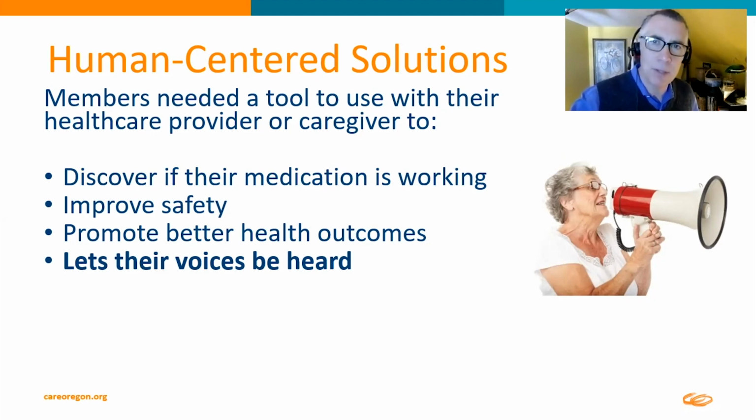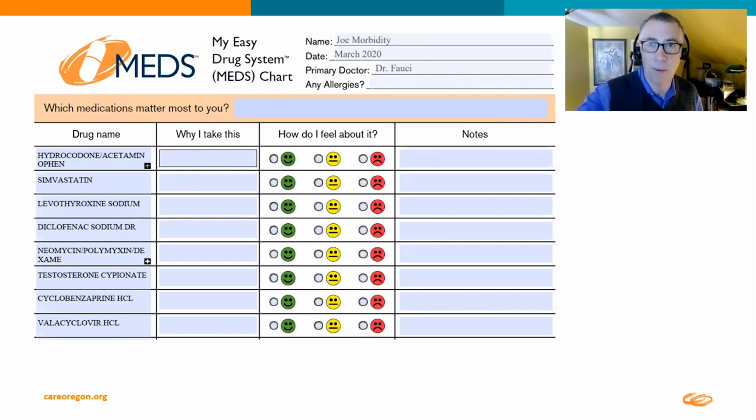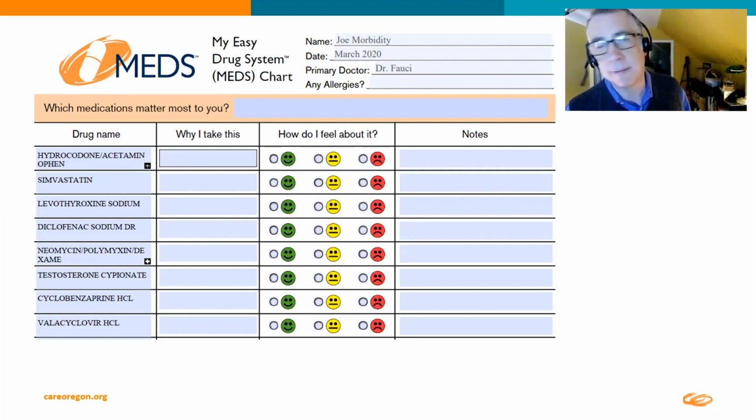So a couple solutions that we've worked on. One of them you may have heard before in CareOregon is called the meds chart. So take a look at this and you'll see a populated meds chart with a handful of the typical prescriptions you might see for a member. The way the chart works is basically, it's a medication list, but it's actually more than that. It's kind of a catalyst, right?